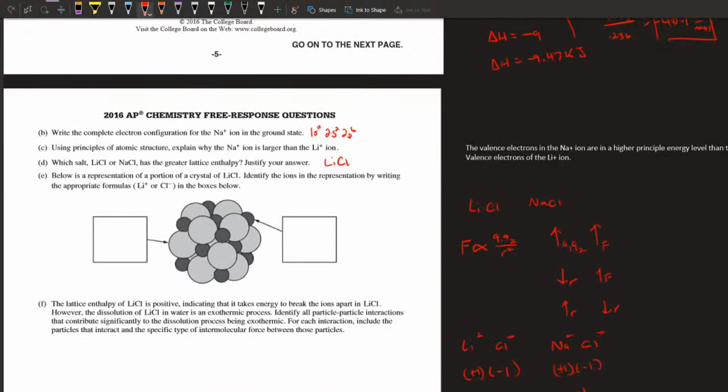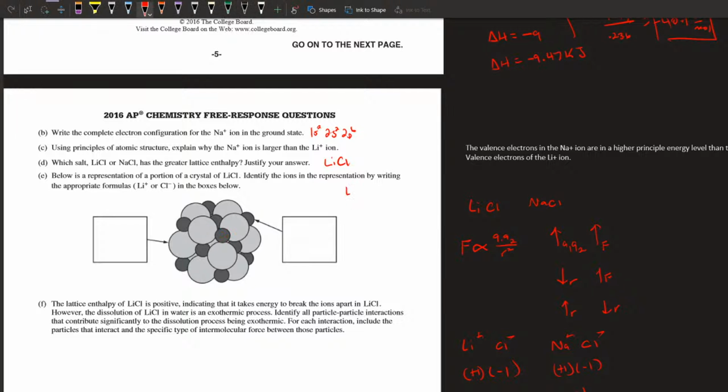All right. So let's go to 1E. Below is a representation of a portion of a crystal of lithium chloride. Identify the ions of the representation by writing the approximate formulas Li plus or Cl minus in the boxes below. Well, right now what I'm looking at is I see big atoms and I see small atoms, or to be exact, ions.